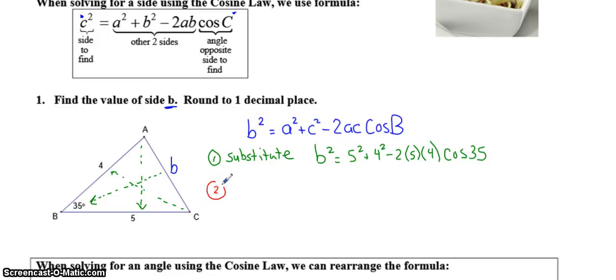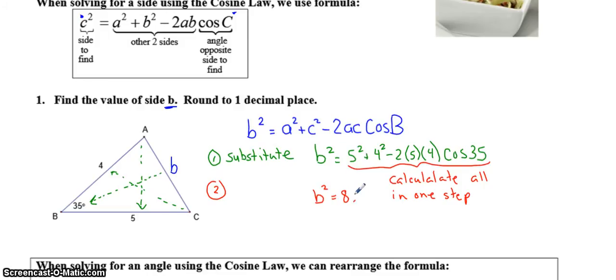The second step is to do all of this all in one step in your calculator. So 5 squared plus 4 squared minus 2 times 5 times 4 times cos 35, or if you have a non-display calculator, 35 cos, and then don't forget to press equals in the end. So this works out to 8.23.